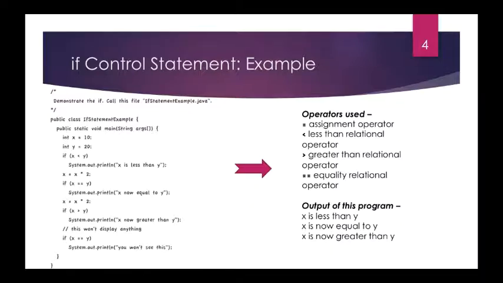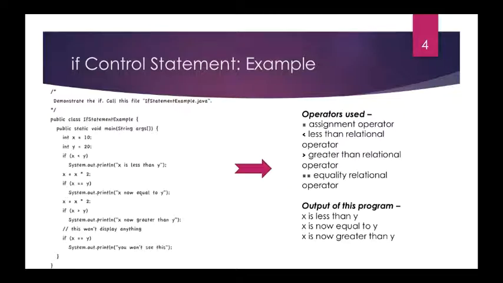Next, the value of x is multiplied by 2 and assigned back to x. Then we check if x is equal to y, and in this case, since x is 20 and y is 20, both are equal, so the print statement "x now equal to y" is printed. Again, x is multiplied by 2, so the value is 20 times 2, which is 40, which is assigned to x. When we check if x is greater than y, 40 is greater than 20, so it evaluates to true. The print statement "x now greater than y" is printed to the console.